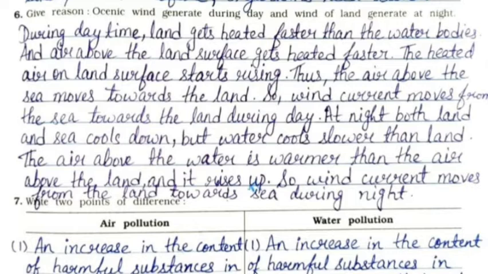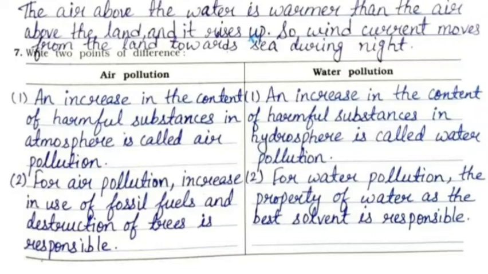The air above the water is warmer than the air above the land and it rises up, so wind current moves from the land towards sea during night. Seventh question. Write 2 points of difference between air pollution and water pollution.